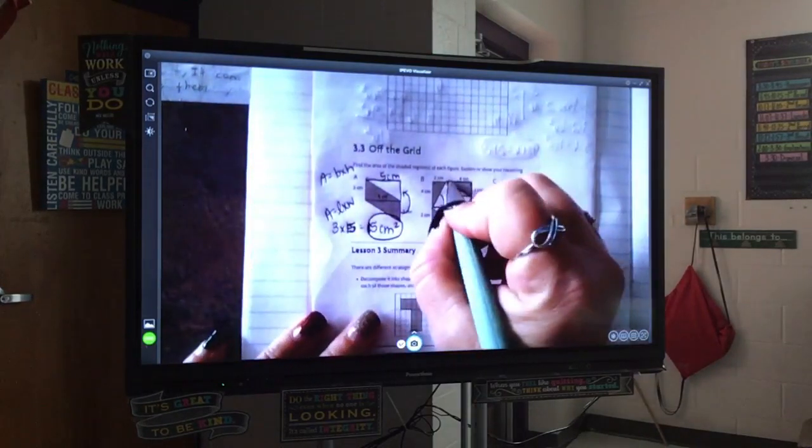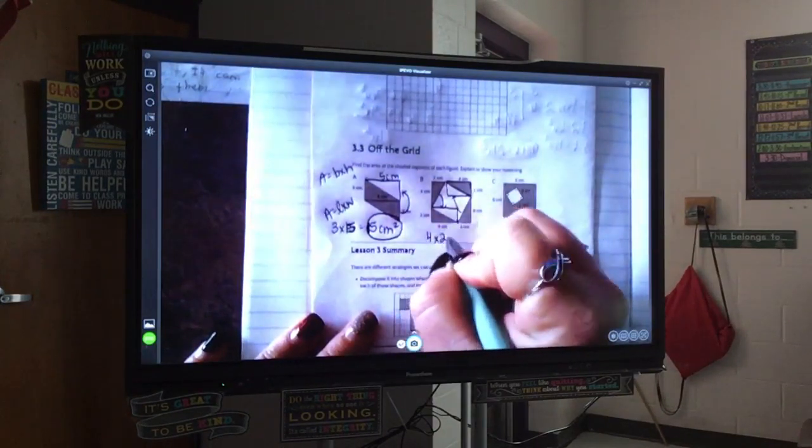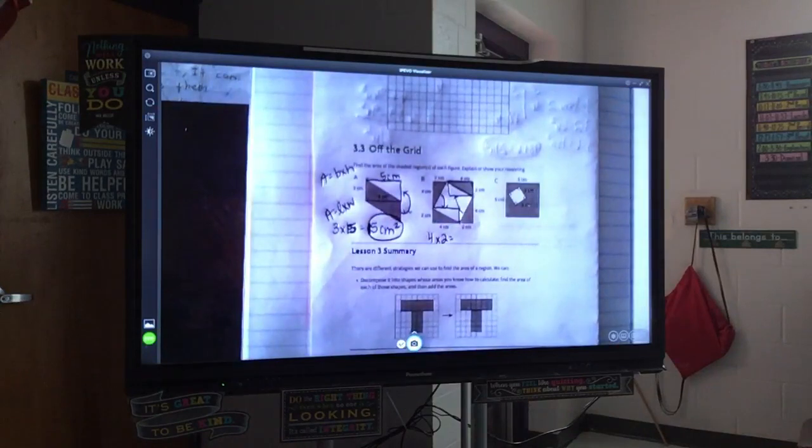So our length and our width is 4 times 2, which gives us what? 8 what?